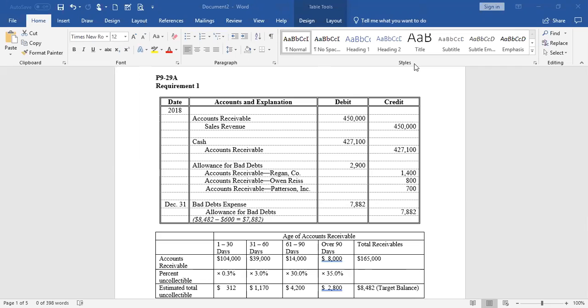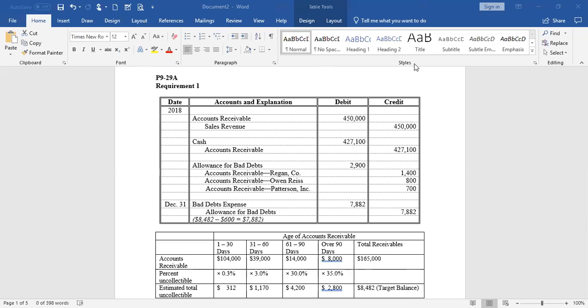Now, what we do with this method is we take the total of that report. So we look just at the very bottom line and ask, what's the total amount of our accounts receivable that are 1 to 30 days old? Well, of the $165,000 debit balance in accounts receivable, $104,000 are 1 to 30 days old. $39,000 of them are 31 to 60 days old. $14,000 are 61 to 90 days. And of the $165,000 total that's due to us, $8,000 are over 90 days old.